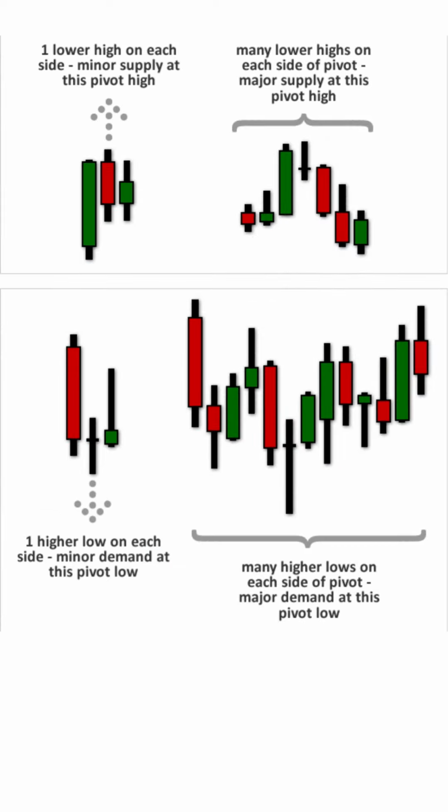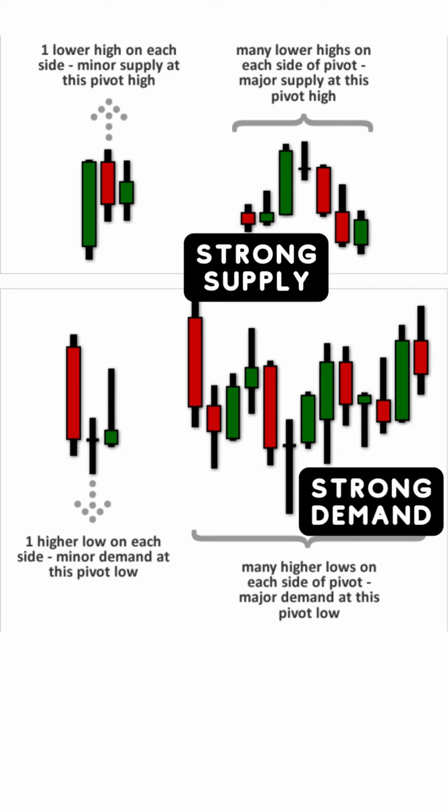The more bars on either side with a higher low for pivot lows or lower highs for pivot highs, the stronger the demand or supply is.